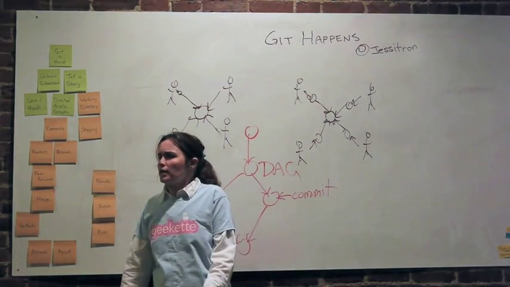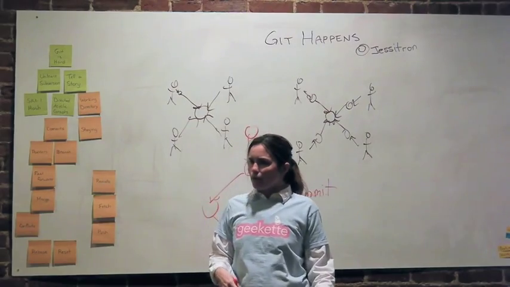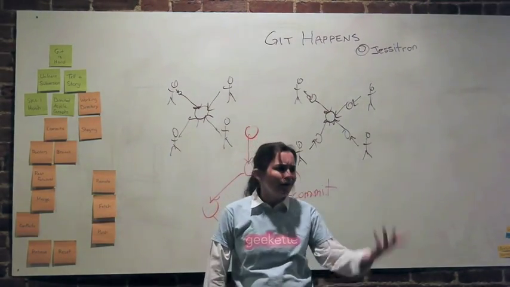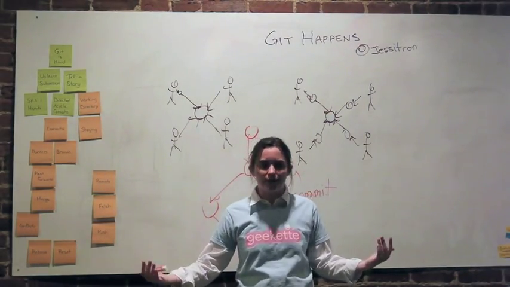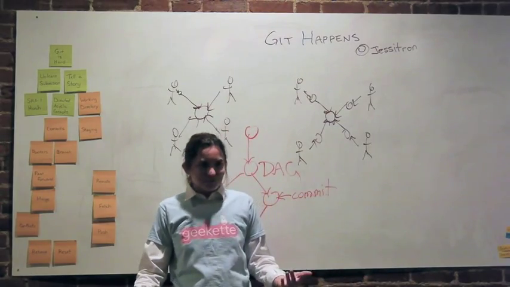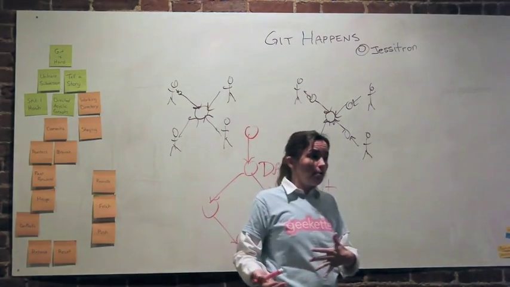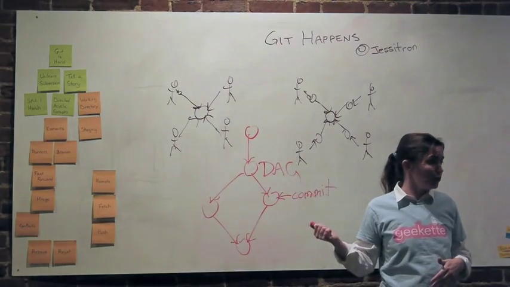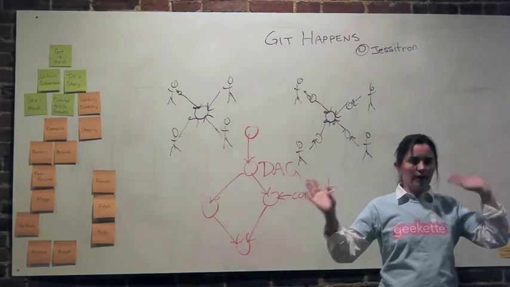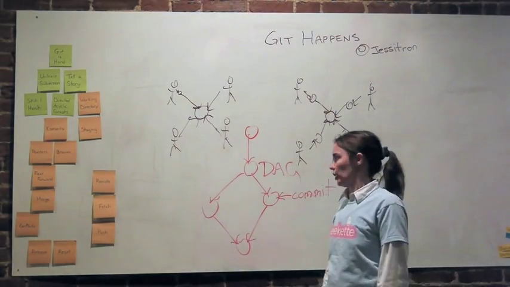Git is an acquired taste. It's kind of like Vim. Once you know how it works, you're like, what the fuck is your problem? Obviously, this is the best way to do it. But until you get over that hump of understanding how and why it's doing things, it's just a bunch of magic.